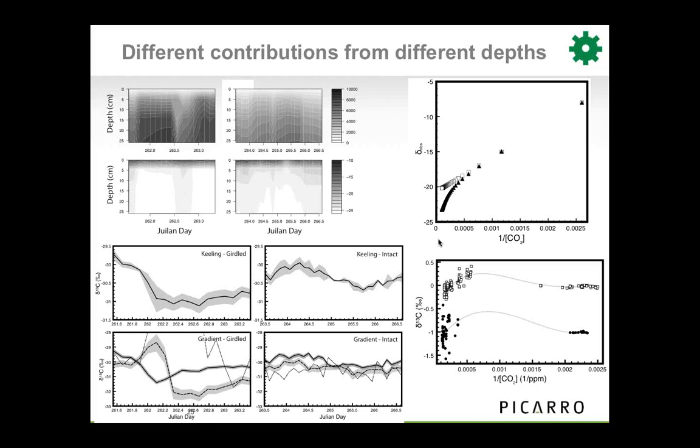So on the bottom here we have the residuals of the Keeling plot data from the Picarro. And you can see that that curvature that we're showing above in the theoretical results is showing up quite clearly as well in the experimental results. So that was interesting to validate our theoretical models.